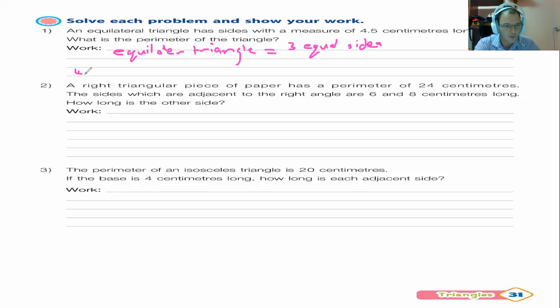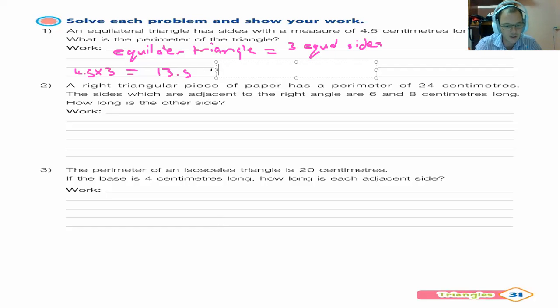So we're going to go 4.5 multiplied by 3, or you can say 4.5 plus 4.5 plus 4.5, or we can just multiply it to make it simpler because we know all sides are the same. Now, if we multiply by 3, 4.5 plus 4.5 equals 9, plus 4.5 equals 13.5. So let me just write it, it's easier for you.